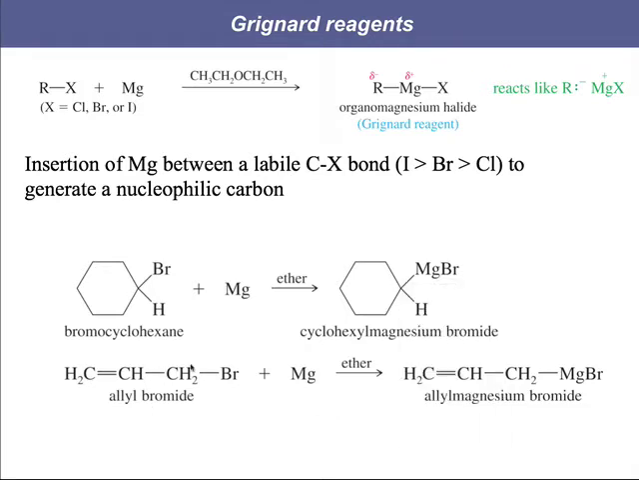Here's another example, allyl bromide, an allyl group. Here's our carbon-bromine bond. We're going to react it with magnesium in ether. The magnesium is going to insert itself between the carbon and the bromine, and lo and behold, we will have a negative charge, or a significant partial negative charge, on this carbon.